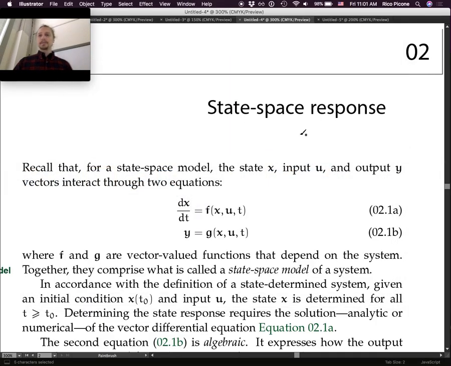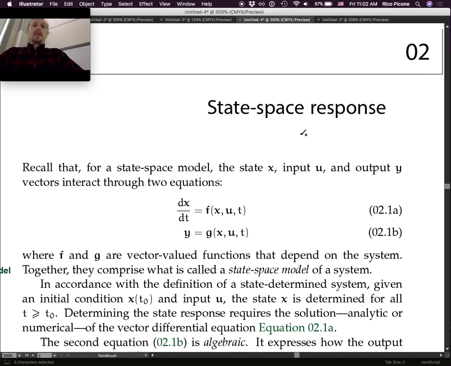Chapter 2 of the notes. So, state space response. A little background. In the mechatronics course, we learned how to represent systems mathematically in a way that's analogous to that input-output differential equation, okay?